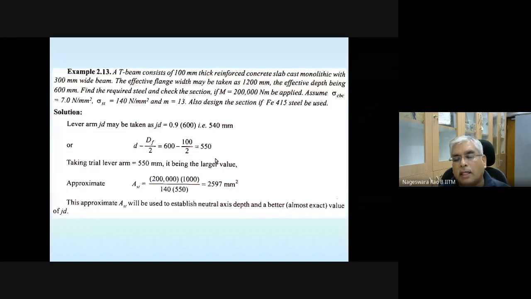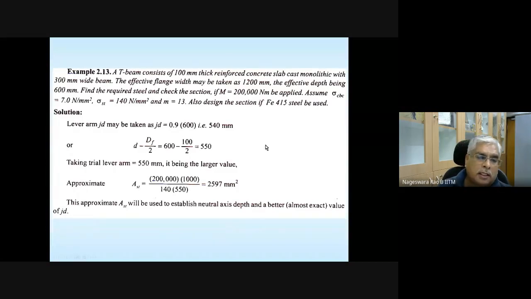To get the lever arm distance, you need to know the neutral axis depth. And if you recall how we calculated neutral axis depth, we equated moments of areas in compression to moments of areas in tension. And so there we require the area of steel. So we don't know the area of steel, so we cannot get the neutral axis depth. Once we don't know the neutral axis depth, we cannot find the lever arm distance. So this is the issue. To get the area of steel for this problem, we need to start somewhere with a guess value or approximate value of this lever arm distance.